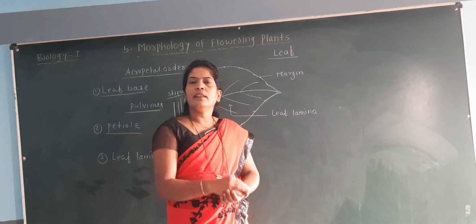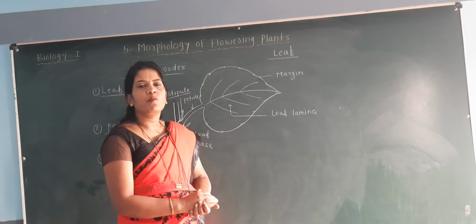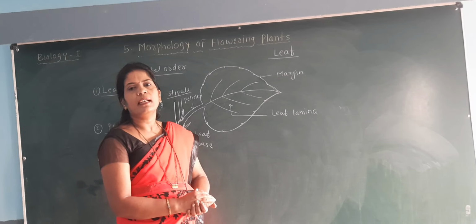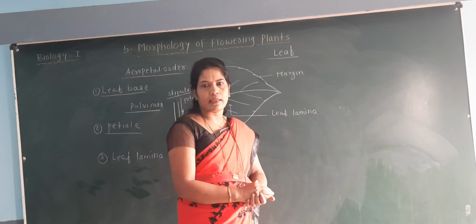Okay. So the next part of the leaf is the venation of the leaves and its types; we will discuss in the next lecture. Thank you.